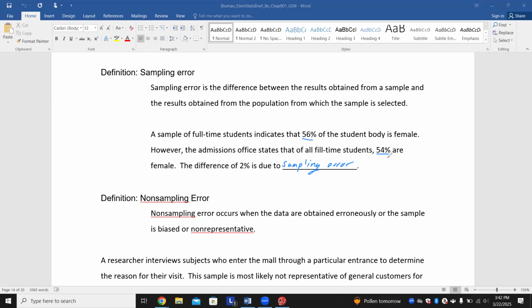If we were to only do 30, this could really be skewed. And this could be more like 70 or maybe even 40%, depending on the people that we select. So there's always that sampling error. No sample is perfect unless it's the entire population.